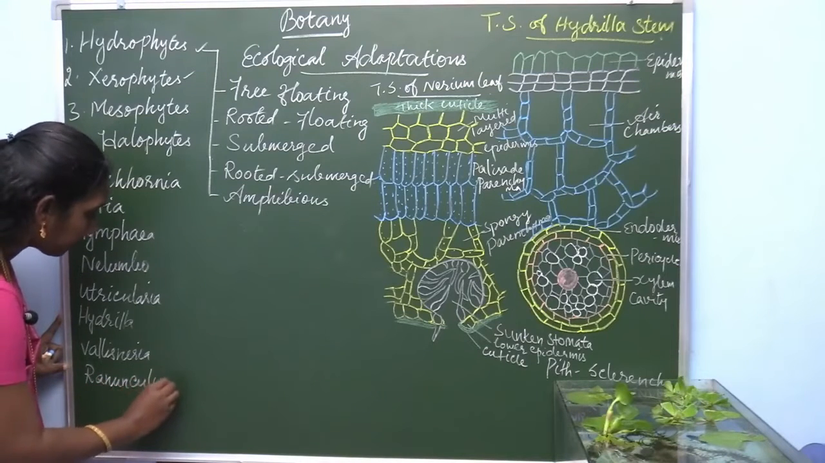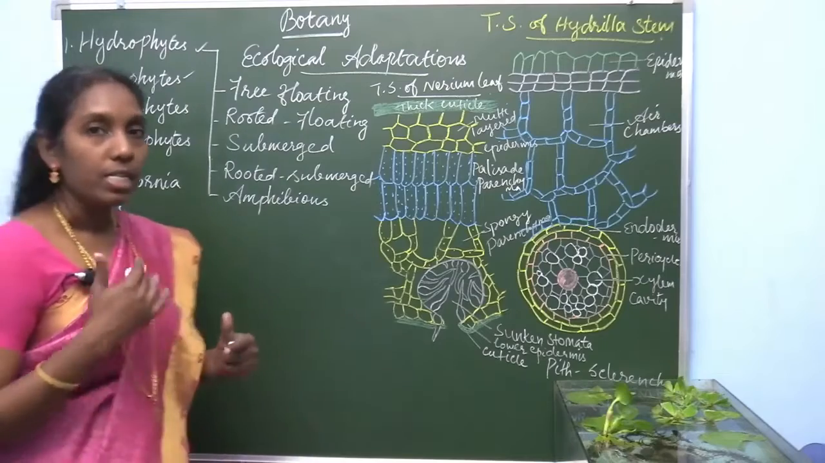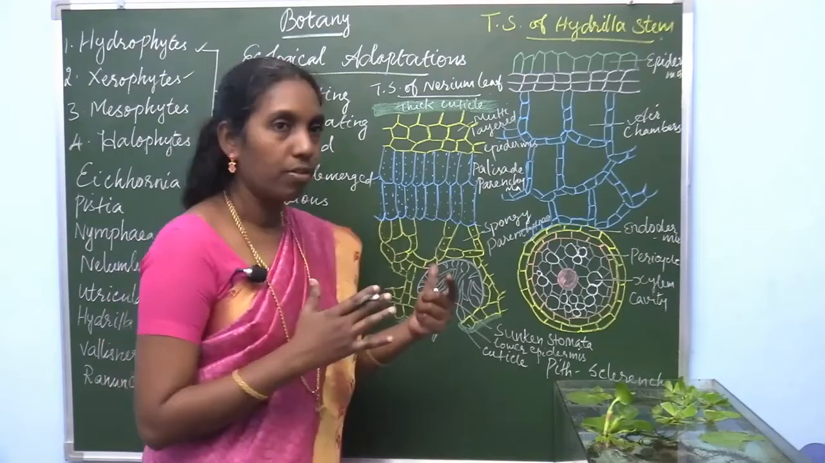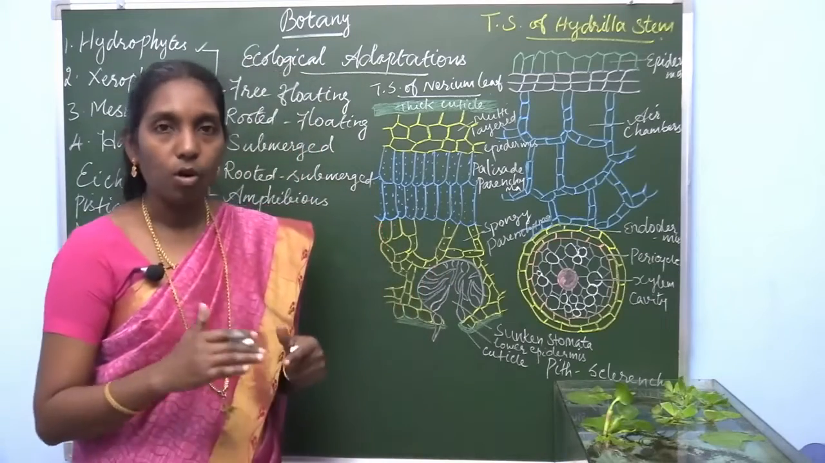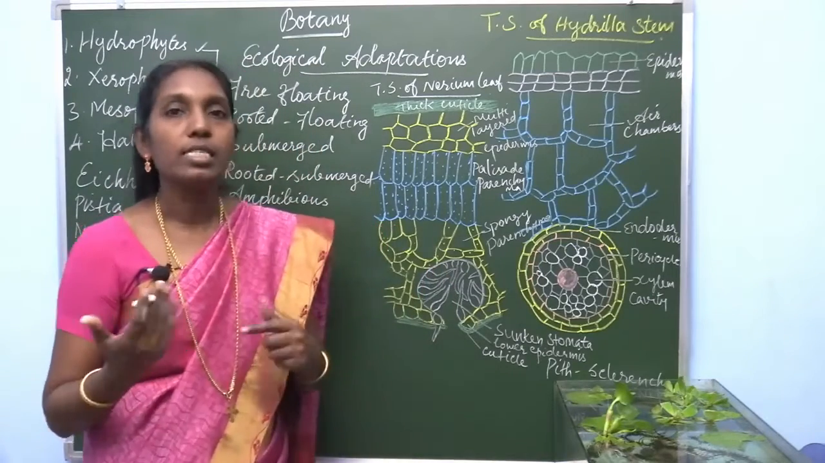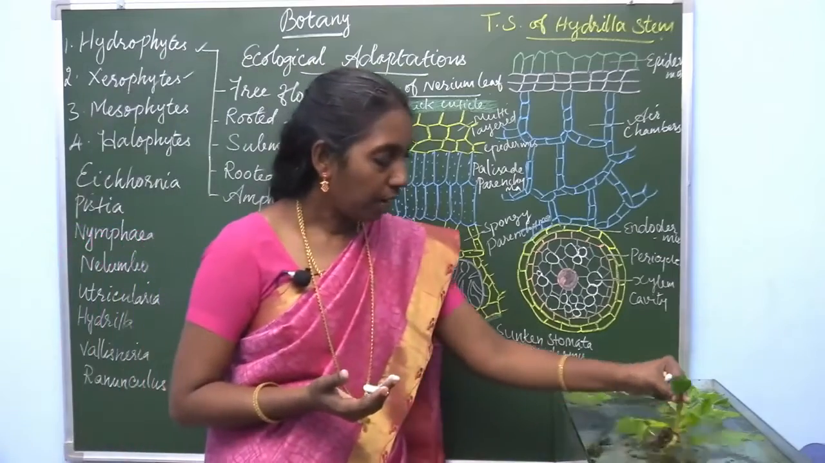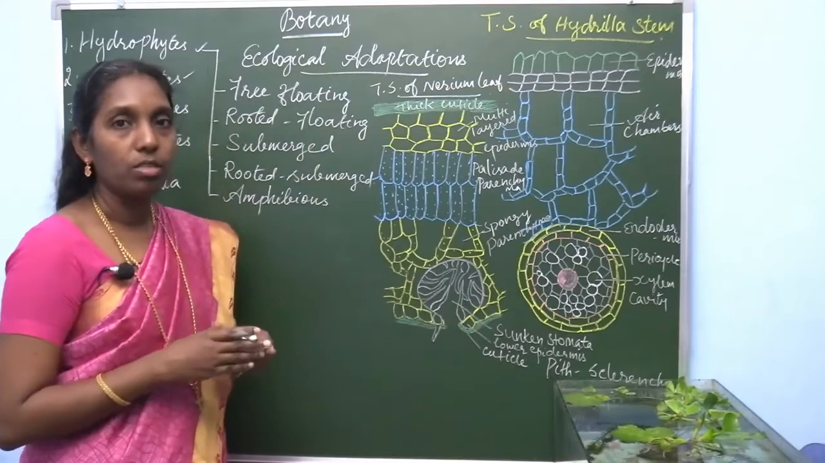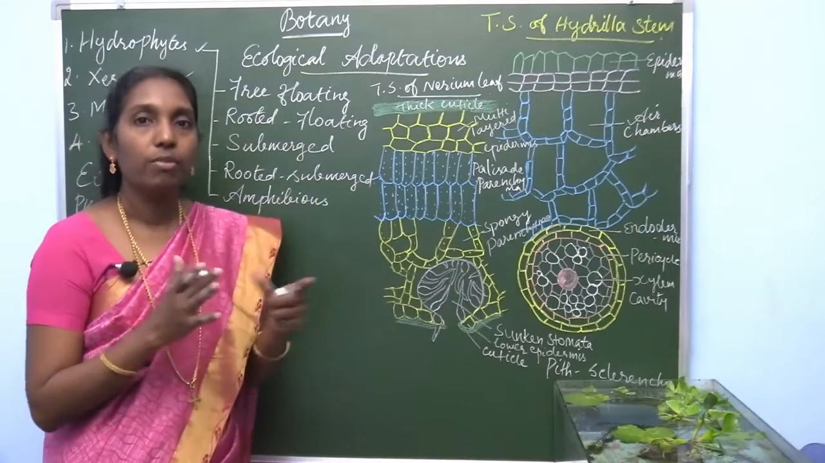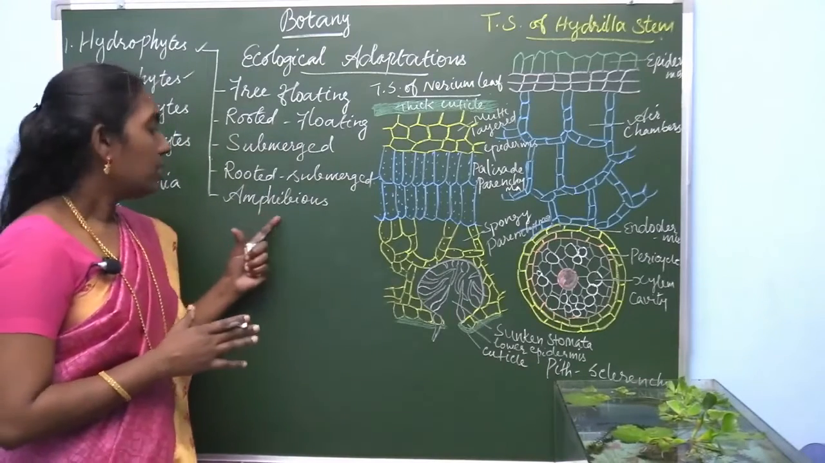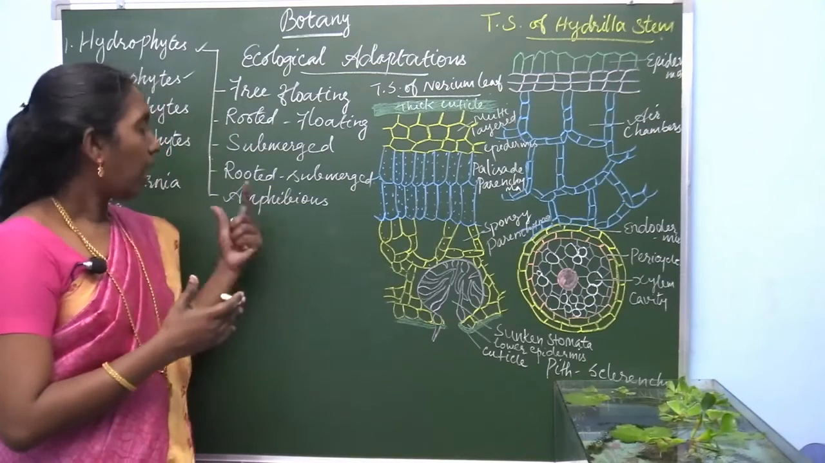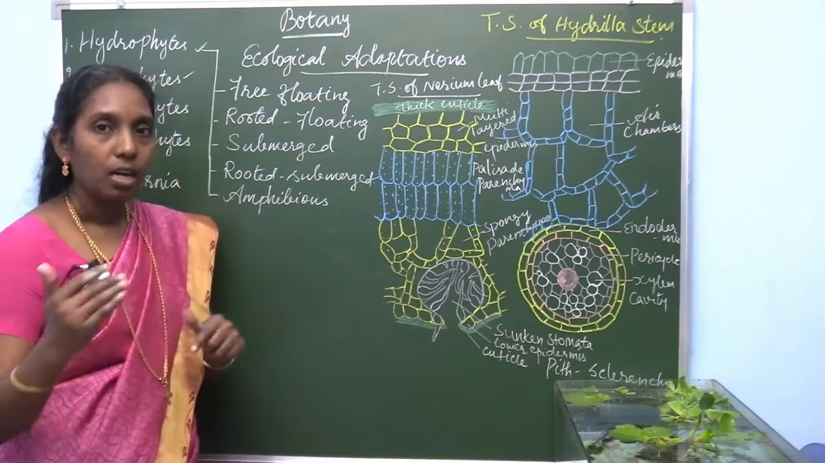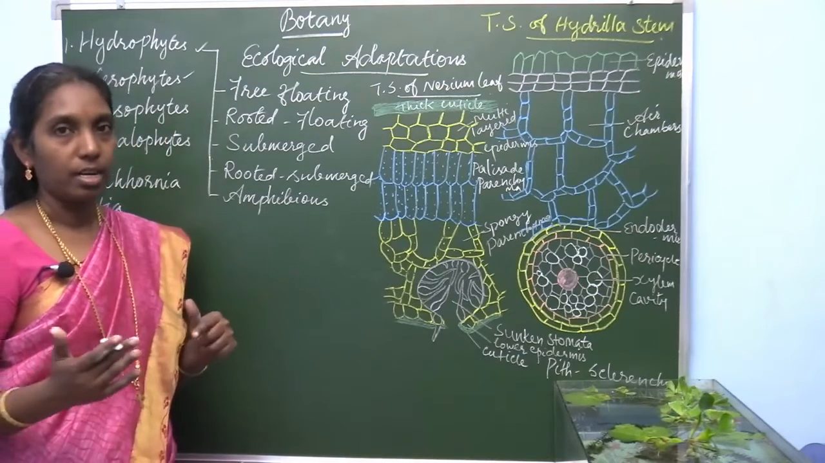Ranunculus, amphibious hydrophytes. These amphibious hydrophytes have the habitat of aquatic as well as terrestrial. They are amphibious organisms, which show two different habitats, aquatic as well as terrestrial.